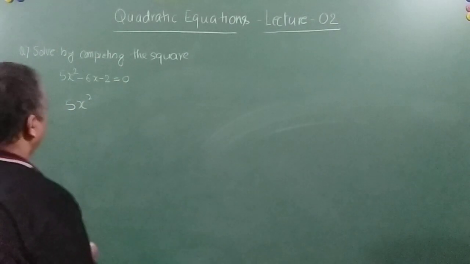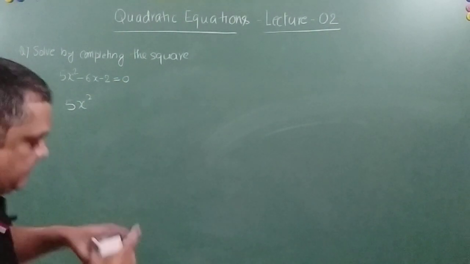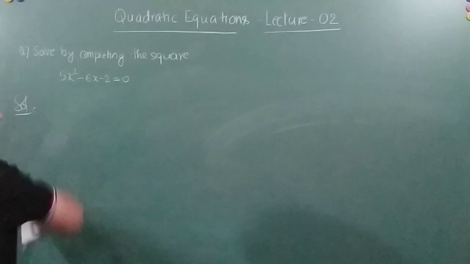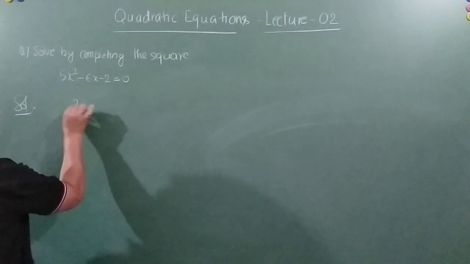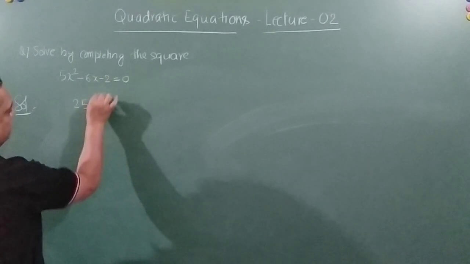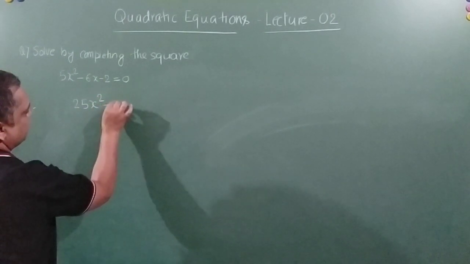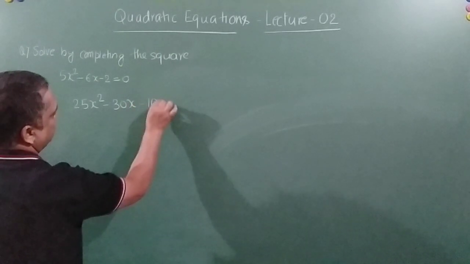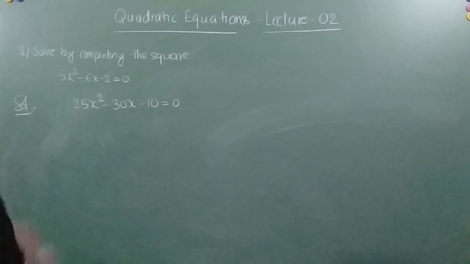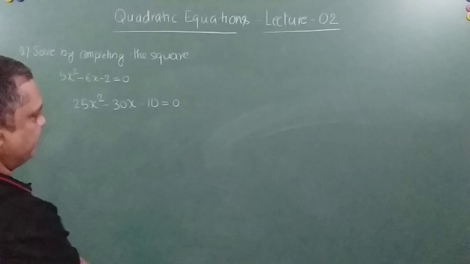Now, what happens is that I will multiply it with 5 across, right? So this becomes 25x square minus 30x minus 10 is equal to 0. I have multiplied it across by 5, okay?